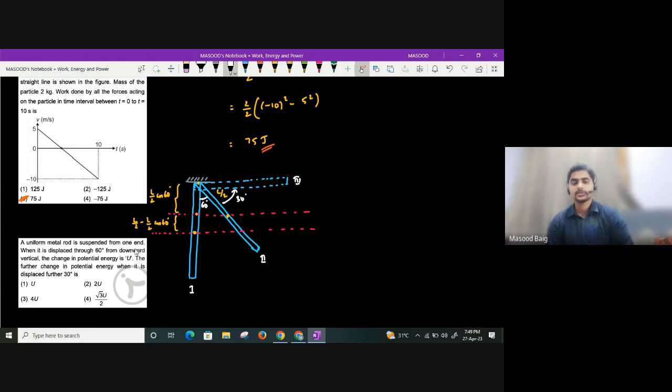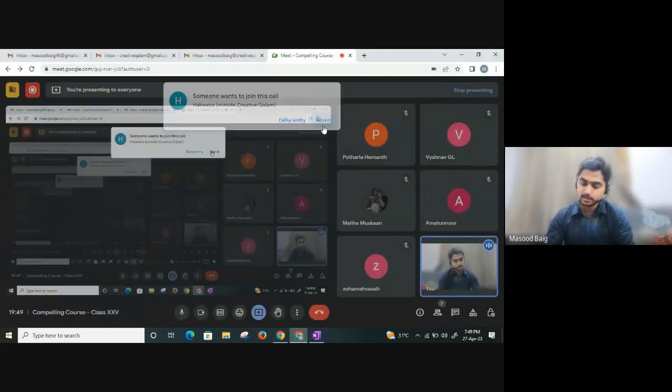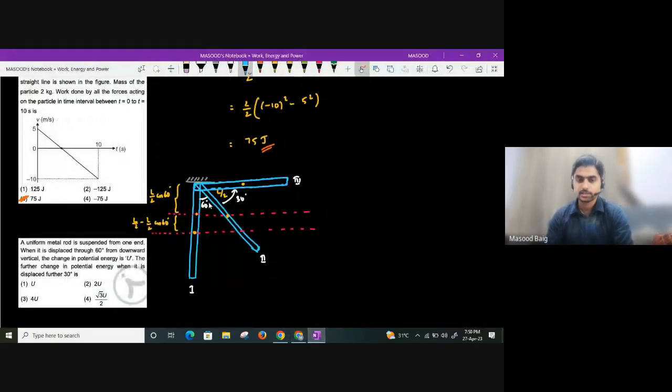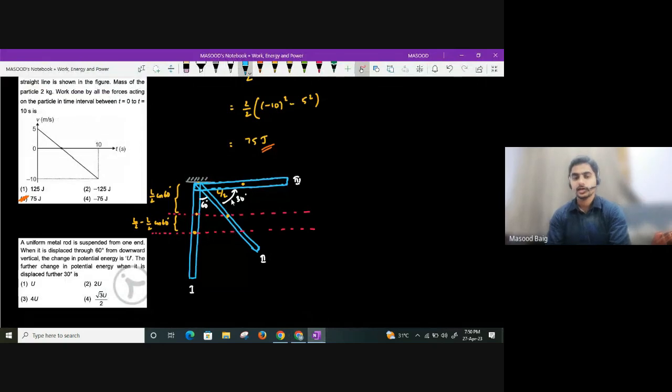Uniform metal rod is suspended from one end. When it is displaced through 60 degrees from downward vertical, the change in potential energy is U. Can you define potential energy at a point? Obviously not. Now in the next case, can I concentrate the whole mass at the center here or not? So these are the three positions of the uniform rod, guys. Initially it is vertical. Then in intermediate position, it is making an angle 60 degrees with the vertical. Now in the third case, it is becoming horizontal, guys.